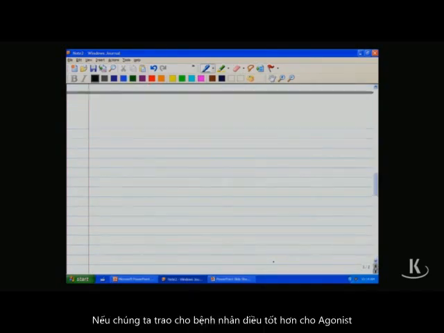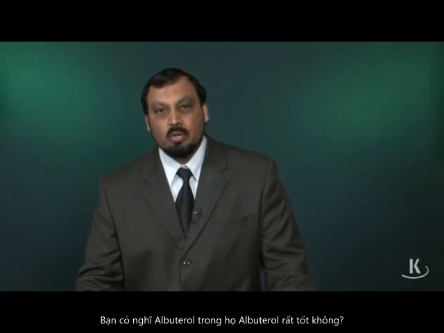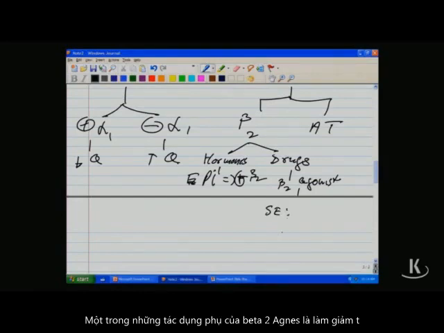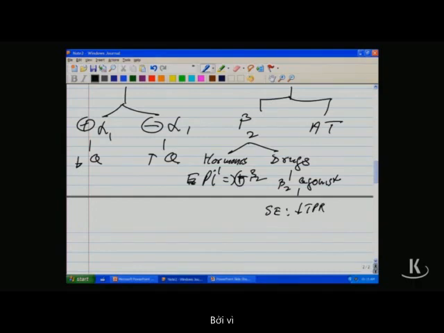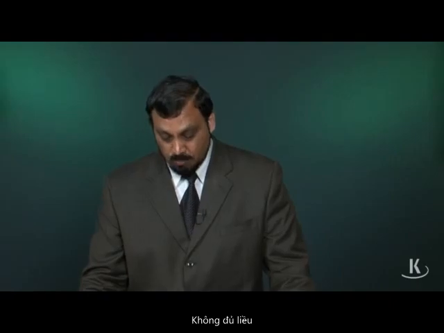If we give a patient beta-2 agonists, and as I say this, I'm hoping in your mind an example of beta-2 agonists is flashing in front of your eyes. Are you thinking of albuterol and the family of albuterol? Very good. Beta-2 agonists can therefore vasodilate, and that is why one of the side effects of beta-2 agonists would be a decrease in TPR due to the effect also as well as on flow. It will dilate and increase flow to the peripheral vessels, of course, in sufficient doses.